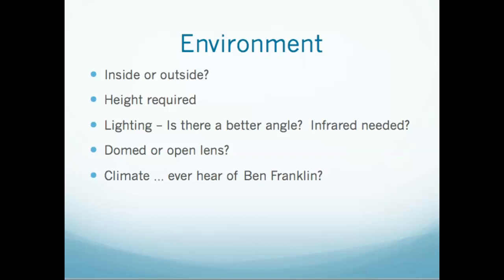And then the climate. And climate is not weather. Climate is not, is it raining? But climate is the area, as you know, that you live in. The climate in western Pennsylvania is snowy in the winter and hot and a little bit humid in the summer.